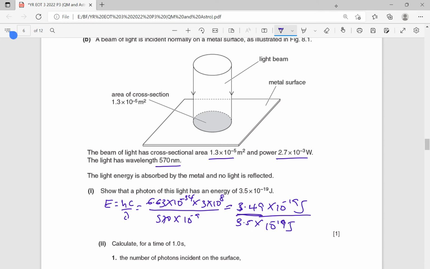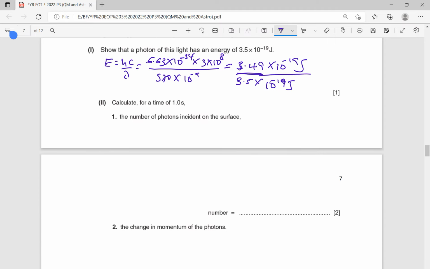As required. Then calculate for a time of 1 second the number of photons incident on the surface. We know that power is equal to energy over time. So it will be total energy, which will be the number of photons times the energy of each photon, per unit time. So we want the number of photons incident on the surface in a time of 1 second. So this will be equal to energy divided by power. Actually, not energy divided by power, it is power divided by energy.